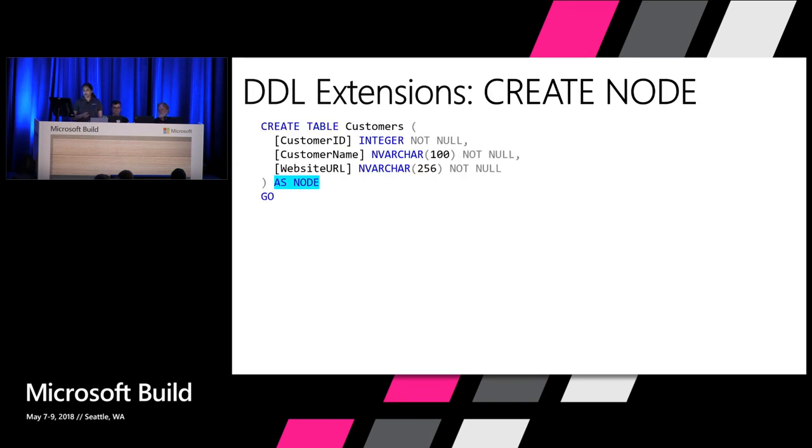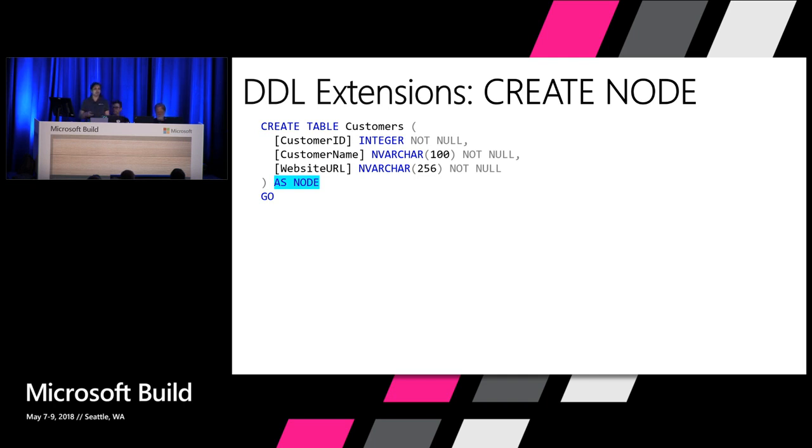So let's see how you will create a node, or what the DDL extensions look like in the graph database. If you want to create a node, you will create a table. All data types are supported. All indexes are supported. All constraints are supported. And you just add AS NODE at the end of your CREATE TABLE statement while creating a node table.